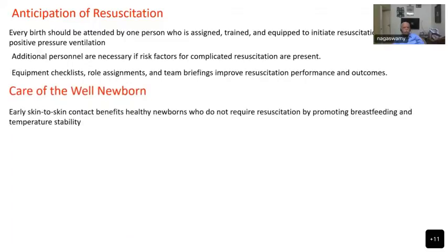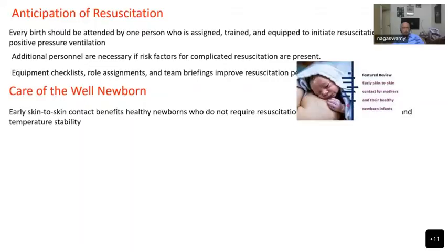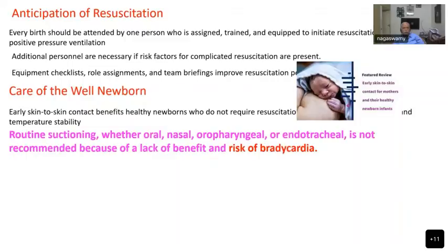Care of the well-born: early skin-to-skin contact is very important. So this is how the baby is made to lie on the mother's chest with contact. So the baby also feels reassured and the mother is also happy. And routine suctioning, whether oral or nasal, should be avoided and is not recommended. This was there in the earlier 2010 recommendation.